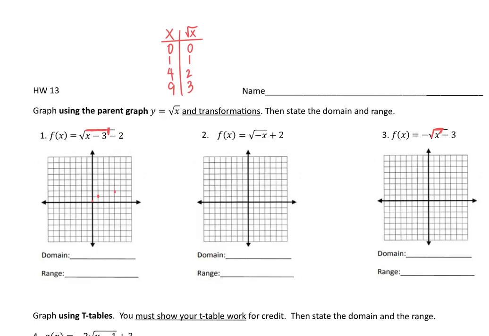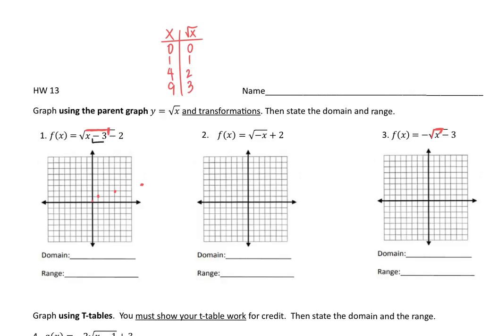4, 2, 5, 6, 7. My graph actually is too big for the 9, but we'll put it there anyways. I'm not actually going to connect the dots because I'm going to move them to draw my new graph. Now let's describe the transformation.